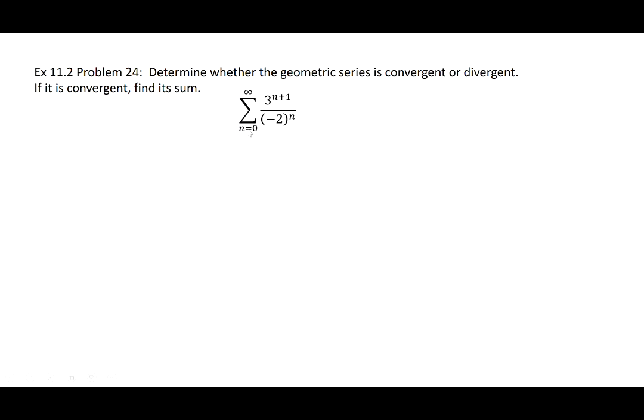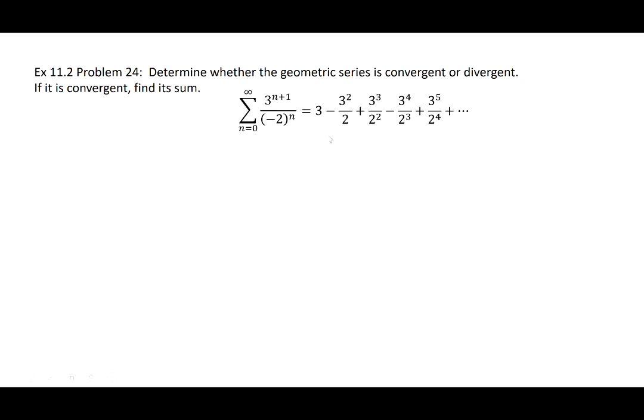In order to get the first term, we need to plug in n equals 0. For the second term, plug in n equals 1. For the third term, plug in n equals 2, and so on. So let's do that. When you do that, you get 3 to the 0 plus 1, which is 3 to the 1, which is 3. Negative 2 to the 0 is just 1, since the quantity raised to 0 is 1. And so the first term is 3. The second term is minus 3 squared over 2, and so on.